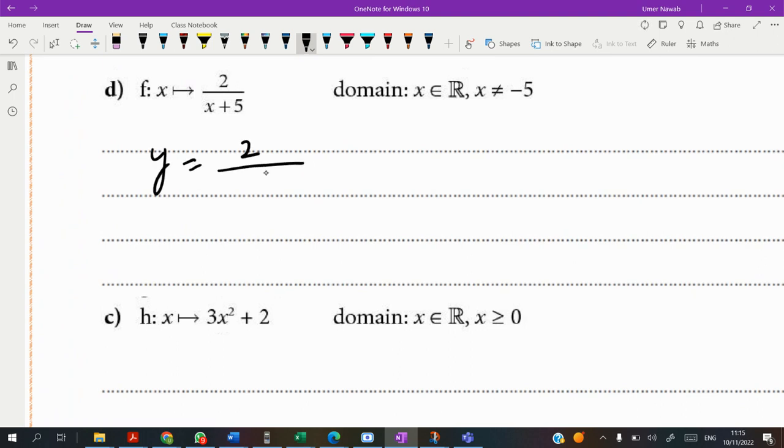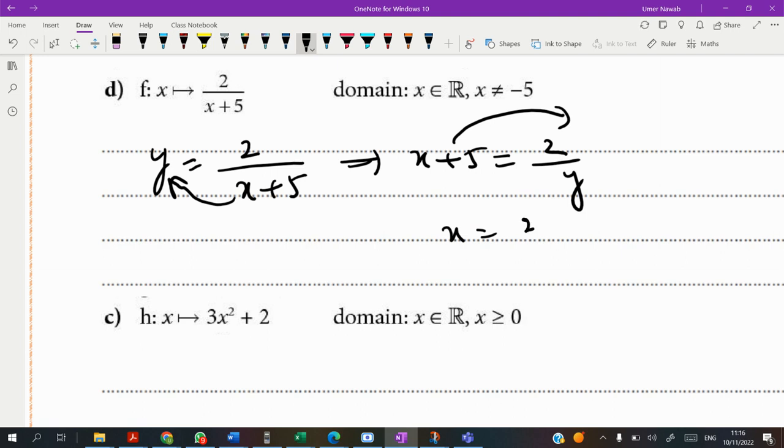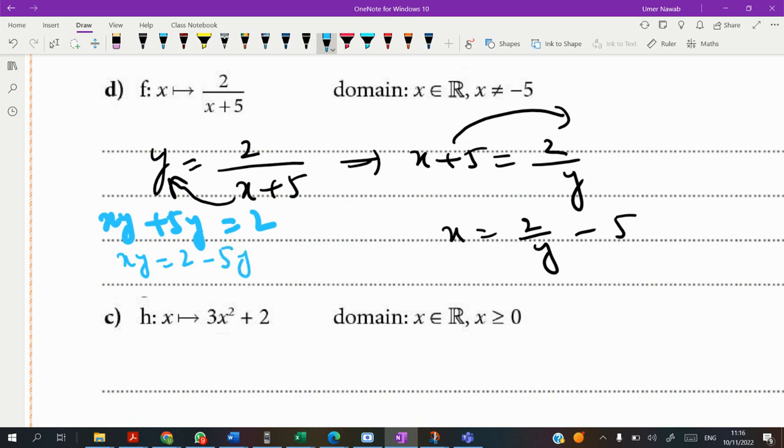Now y is equal to 2 over x plus 5. Do the cross multiplication, or you may change their positions. So x plus 5 goes here and y goes down, and then send 5 to the other side. So x is equal to 2 over y minus 5. If you don't want to use this way, you want to multiply them together, so it becomes xy plus 5y is equal to 2. Then you can send 5y to the other side. So xy is equal to 2 minus 5y, and then x is equal to 2 minus 5y over y. This can also be the inverse function. Both of them are equal to each other.